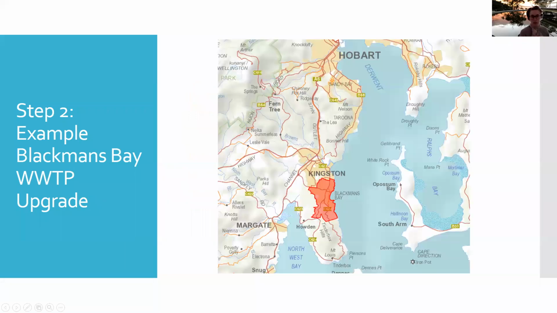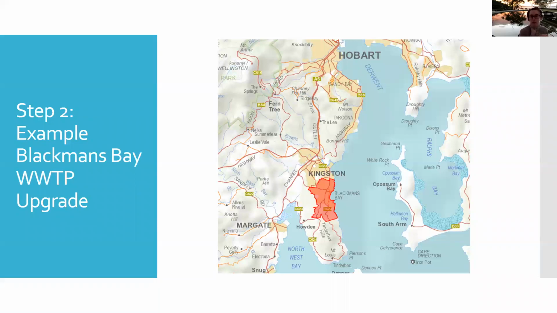Keep looking at the wrong thing. There we go. Anyway, back to the map. So this is Blackmans Bay. This is the area where the treatment plant is. You can see Howden, Margate and Electrona south of those areas. They were the areas where effluent needed to be better treated at a different location. Now, when we talk about sewage treatment plants or wastewater treatment plants, we're not just talking about human waste.